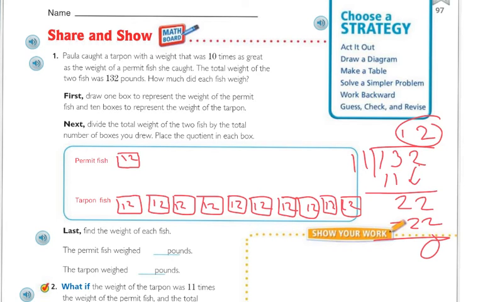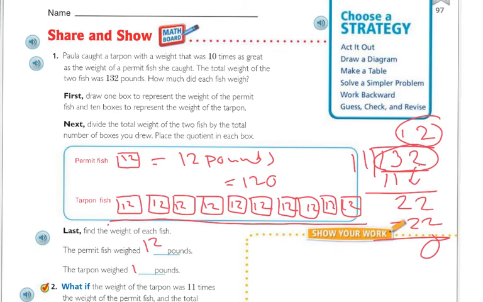If I were to add up all these boxes plus that box of 12, I would get 132. So that means the permit fish is 12 pounds, okay? And the tarpon fish is 12 pounds times this 10, which is 120 pounds. When I add 120 plus 12, I get 132 pounds. So the permit fish weighed 12 pounds and the tarpon fish weighed 120 pounds.